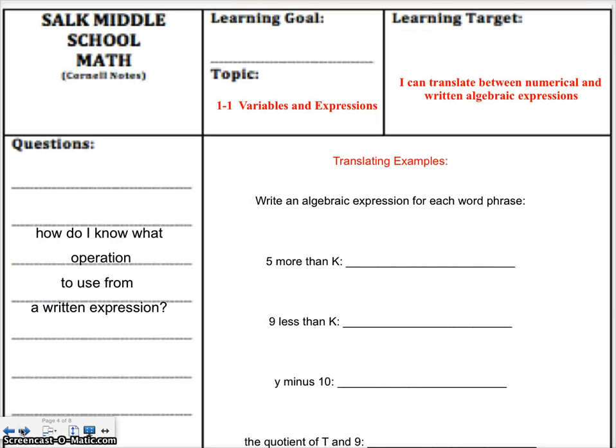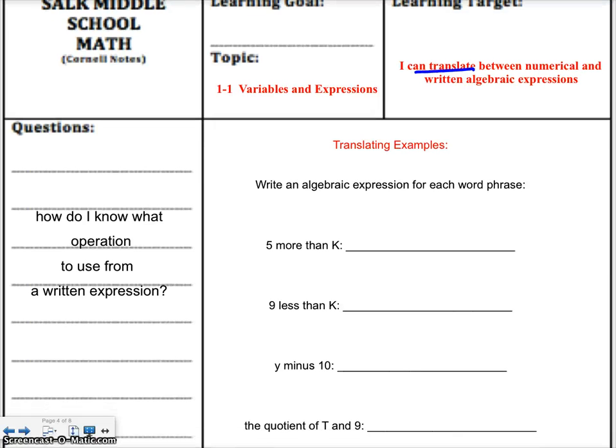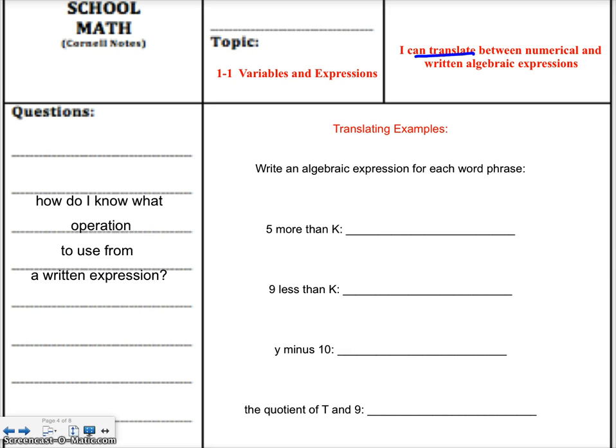Flip it on over. Here we're getting to the heart of my learning target. Remember it says I can translate between numerical and algebraic expressions. So now we're going to translate. That means I'm given a word phrase, I want to turn it into an expression. Okay? 5 more than k. What does more than mean? Add. So it should be like that, right? 5 more than k. So you could go 5 plus k, or k plus 5.